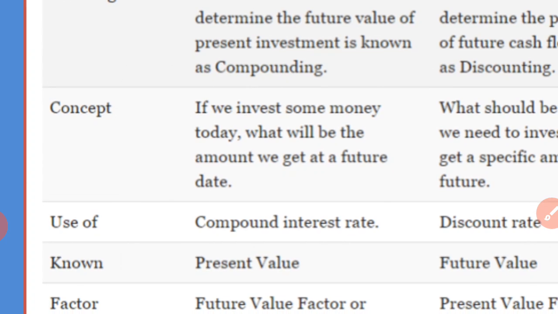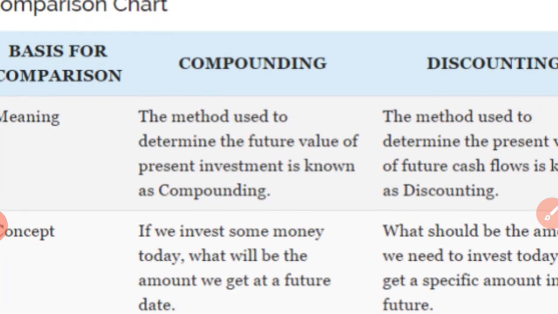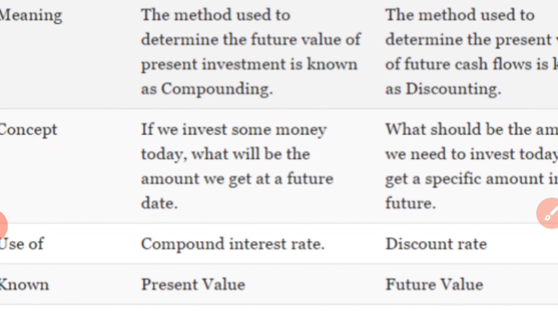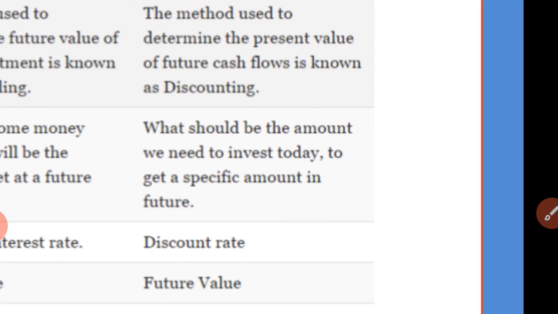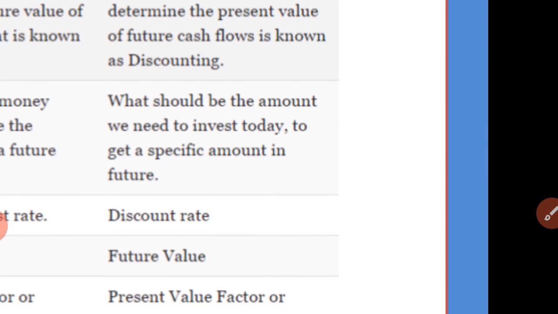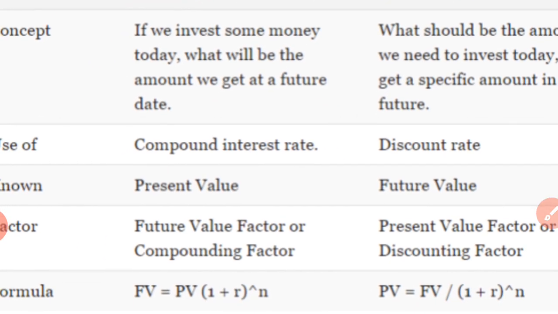The second concept: in case of compounding, if we invest some money today, what will be the amount we will get at a future date is calculated. Whereas the concept of discounting is that we calculate what should be the amount needed to invest today to get a future amount.